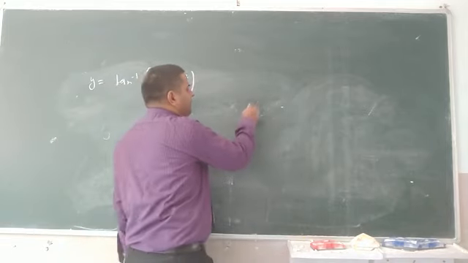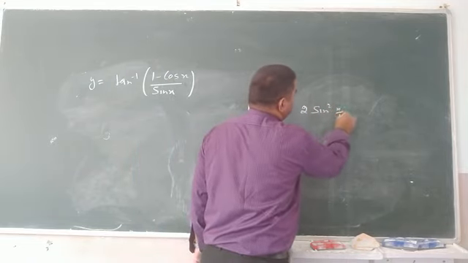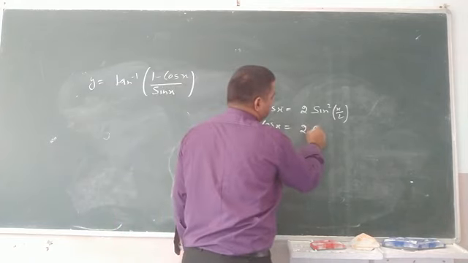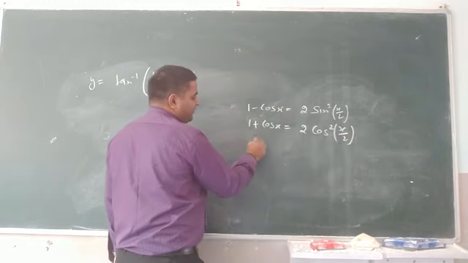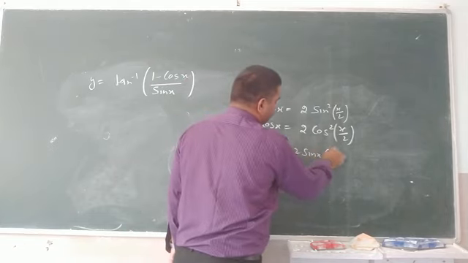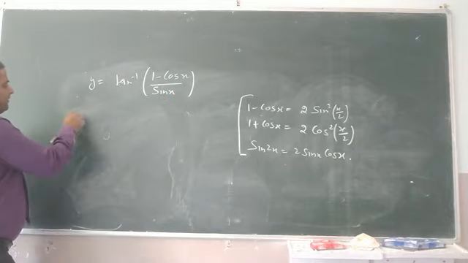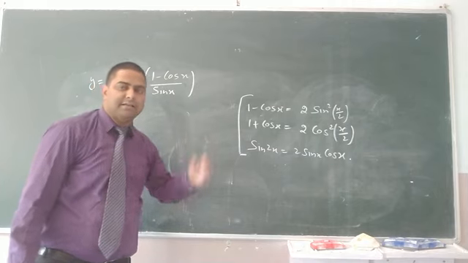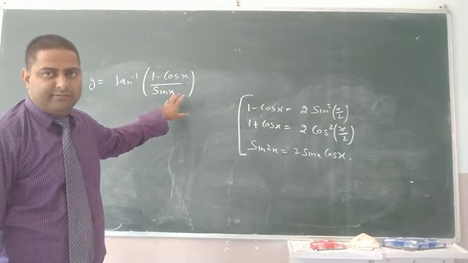We know 1 minus cos x is 2 sin square x by 2, and 1 plus cos x is equal to 2 cos square x by 2. And also we know the formula of sin 2x, that is 2 sin x cos x. Now here we have to change 1 minus cos x divided by sin x into tan x, so that this tan inverse and that tan got cancelled.